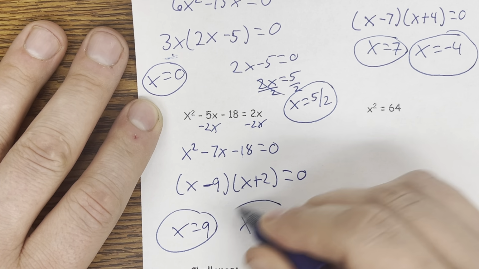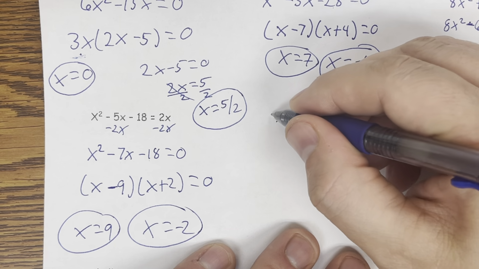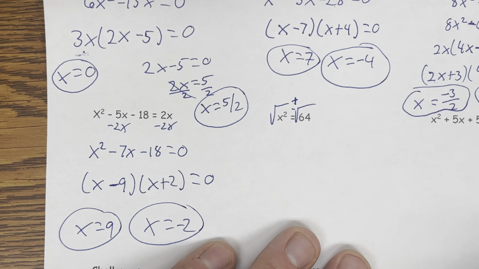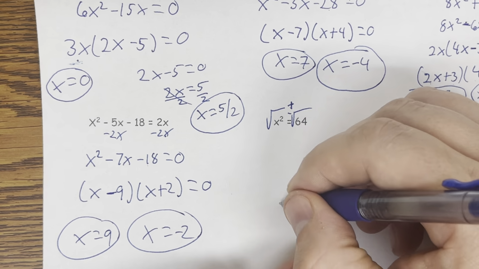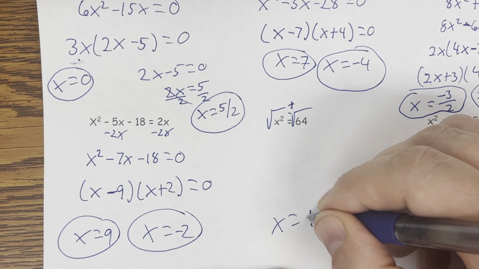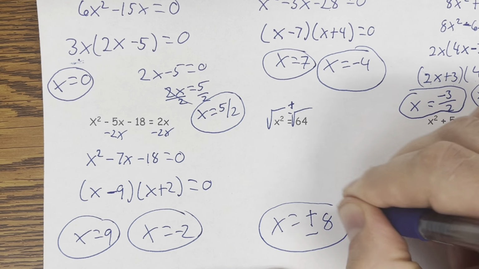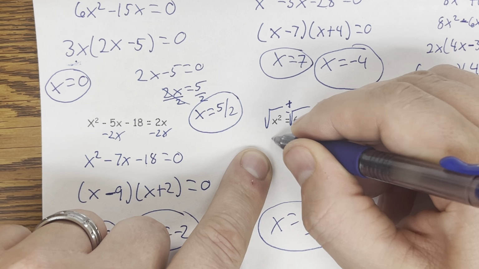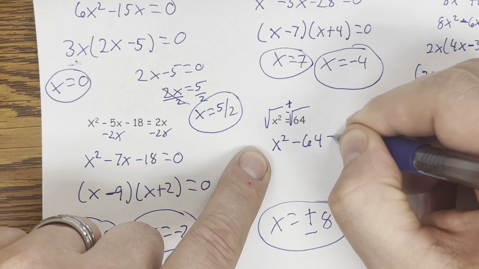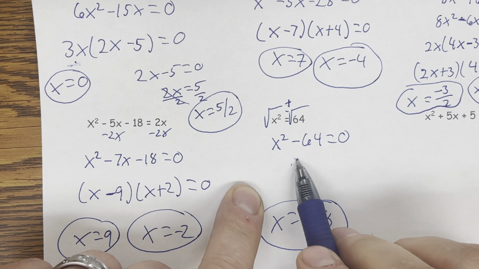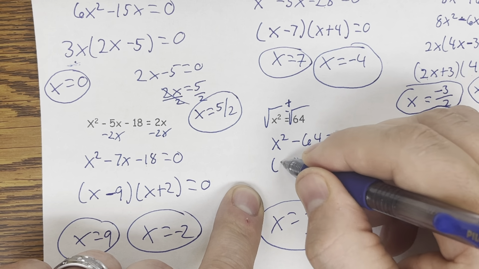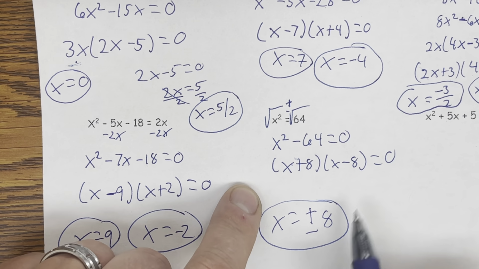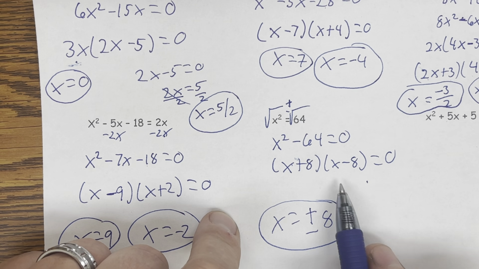x equals negative 2. This one you can take the square root. One thing though, when you take the square root, it needs to be plus and minus. Okay, so you'd get x equals positive and negative 8. All right, now, how do I see that in factored form? If I brought this over to the other side to set it equal to 0, I'd have x squared minus 64 equals 0. That's the difference of two perfect squares. So when I'd factor it, I'd have x plus 8 and an x minus 8. So our two solutions, again, were positive 8 and negative 8.